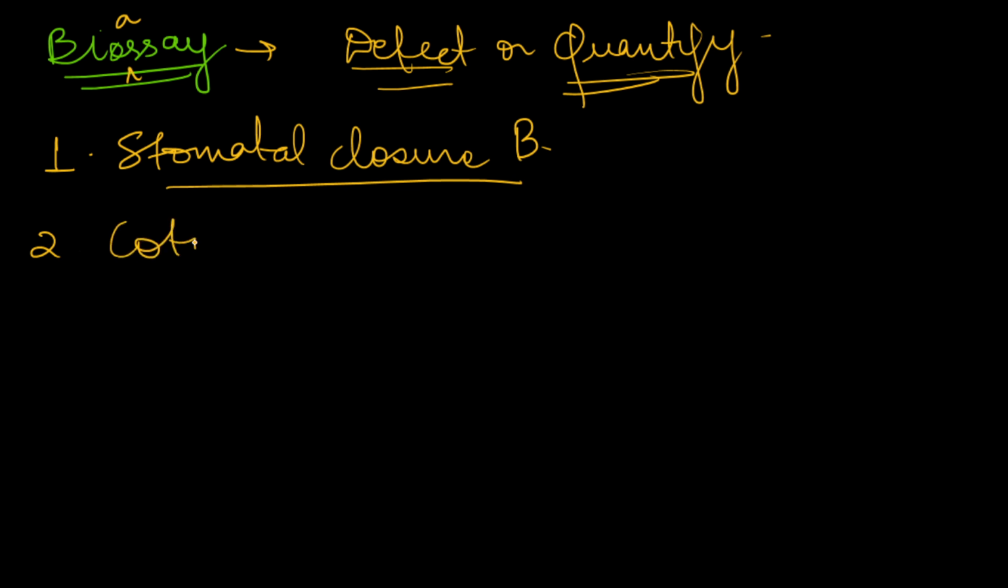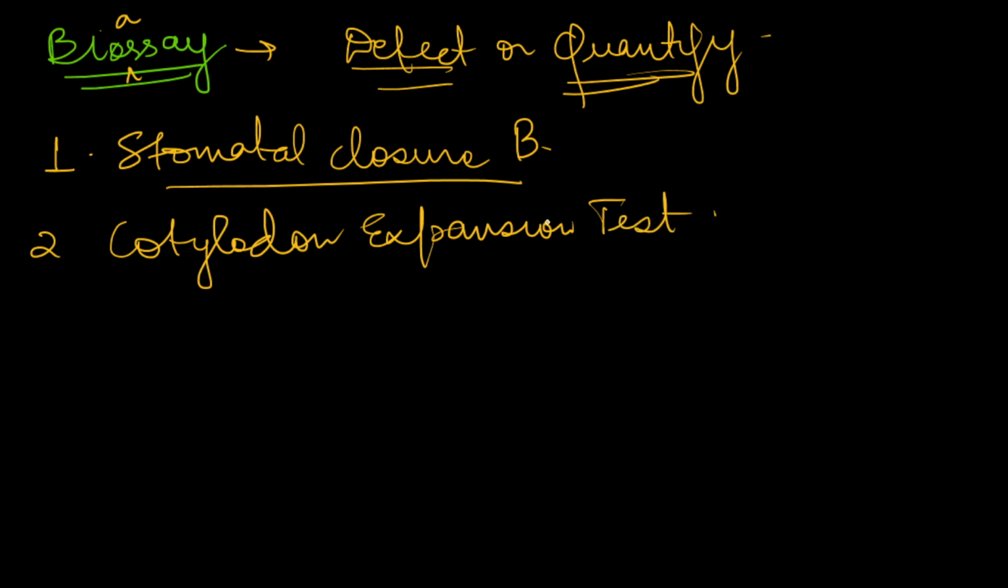Secondly, the cotyledon expansion test can be done because ABA reduces the expansion of cotyledons in various seedlings such as mustard and cucumber. In all these seedlings, the cotyledon expansion test can be done.